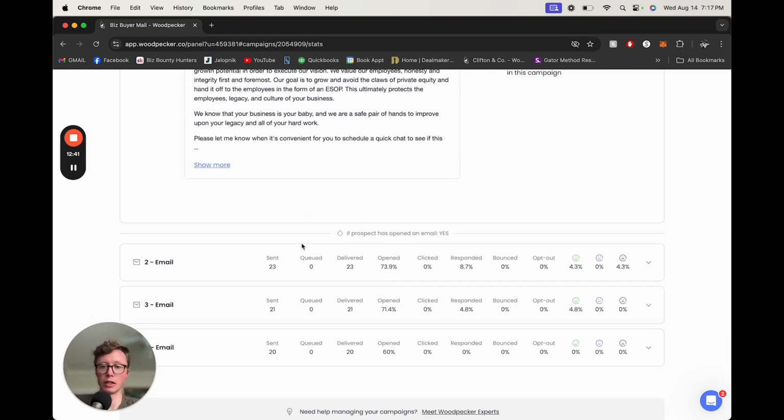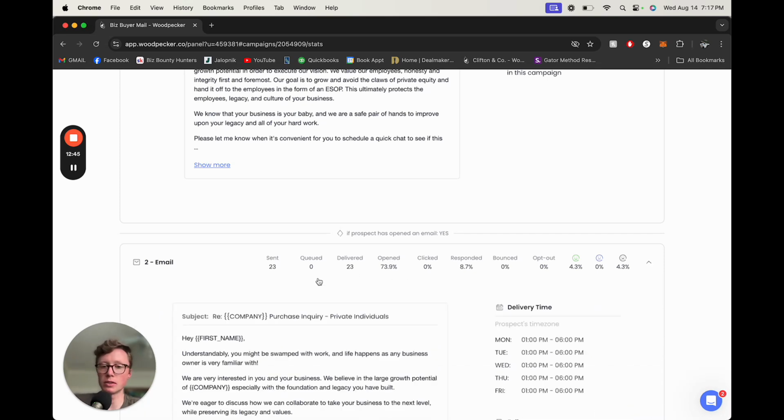So this is if they did open the initial email. As I said, you get much higher open rates at that point. So this was just responding to that initial email. So it just was response to the company name, purchase inquiry.